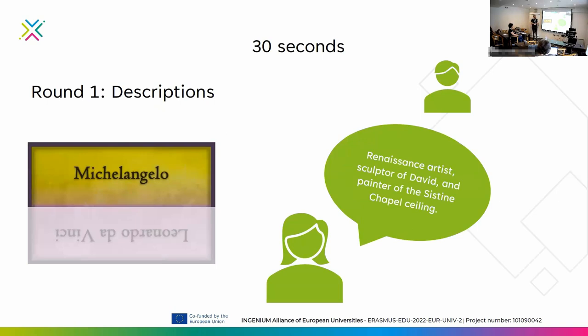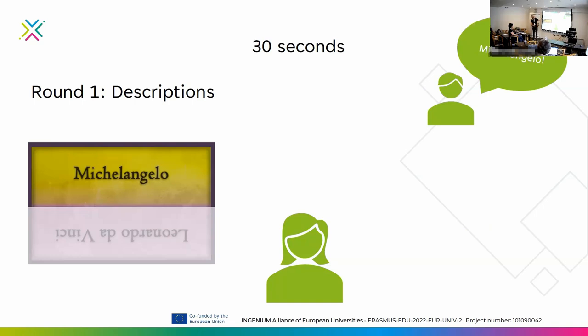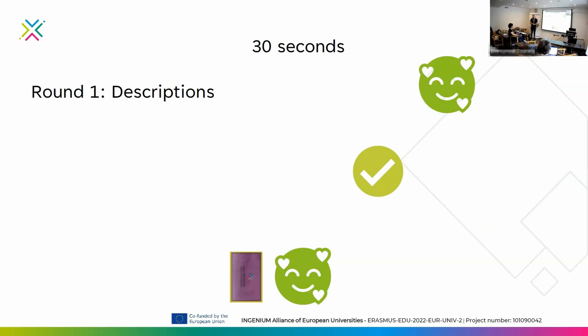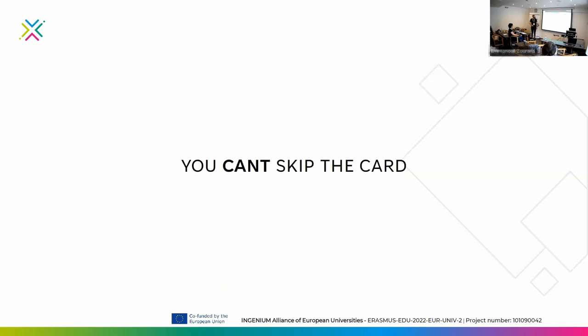And maybe your teammate can say, "Okay, Michelangelo." We don't see it, but he's saying Michelangelo. If the answer is correct, you take the card because this is a point, and you have the rest of the time to make another description. The objective is to make all the descriptions you can, and if you are very fast with your teammate, you can take two or three points in your turn. But imagine if you don't know who this character is, or imagine if you are doing the description.